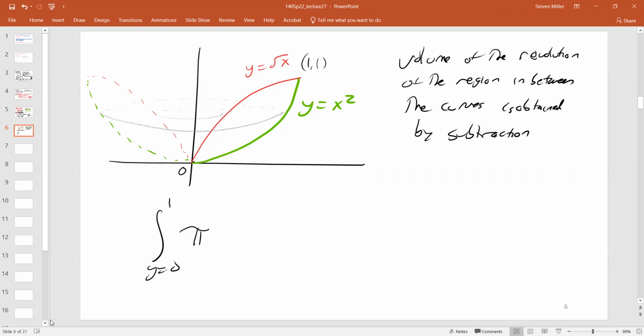And now what's the radius? If y equals x squared, this is the same as x equals what? Square root of y. We've done that already. So it's going to be pi square root of y squared, the outside one. For the inside one, if y equals square root of x, what is x as a function of y? X equals y squared. And then that's just the integral we would do.